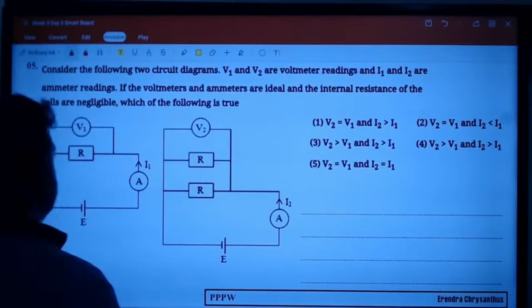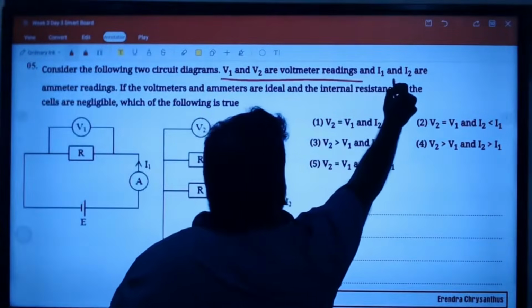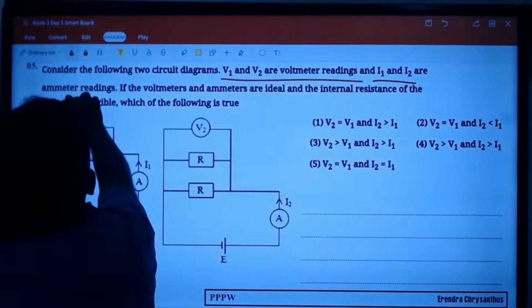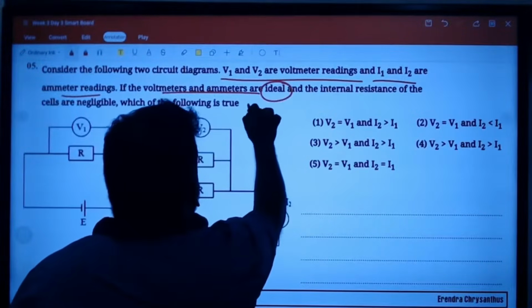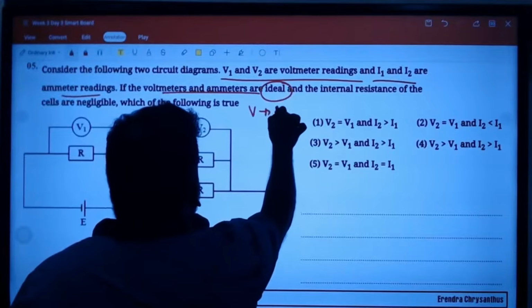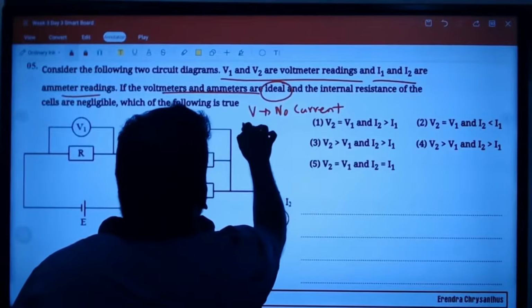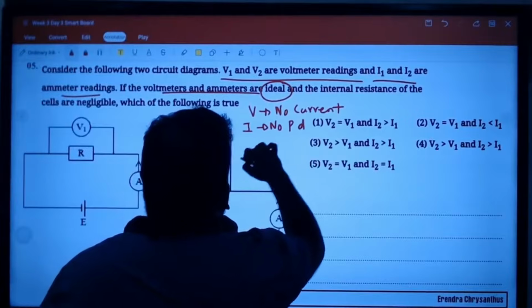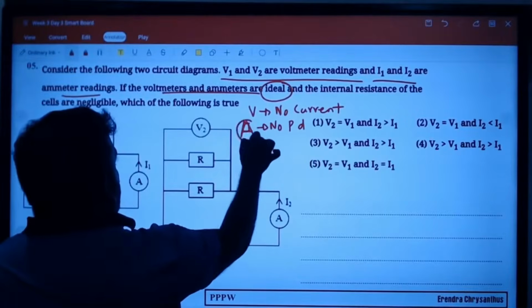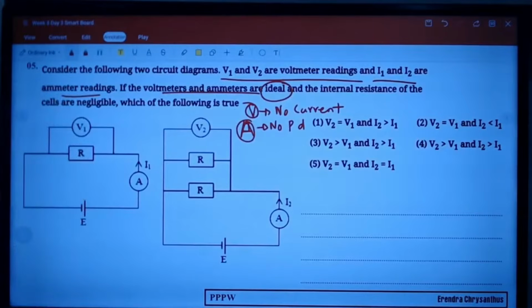Look at this question. Consider the following two circuits. V1, V2 are the voltmeter readings. I1, I2 are ammeter readings. If the voltmeters and ammeters are ideal, what do you mean by ideal? Voltmeter, no current passes through. Ammeter means no potential difference. Internal resistance of the cells is negligible. Which of the following is true?